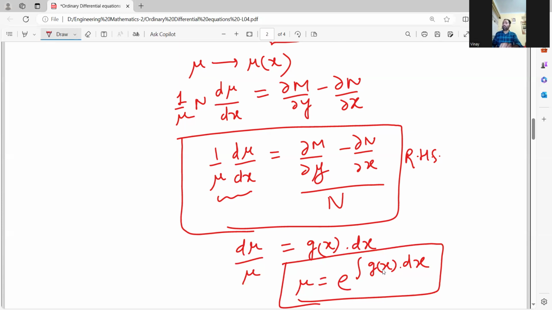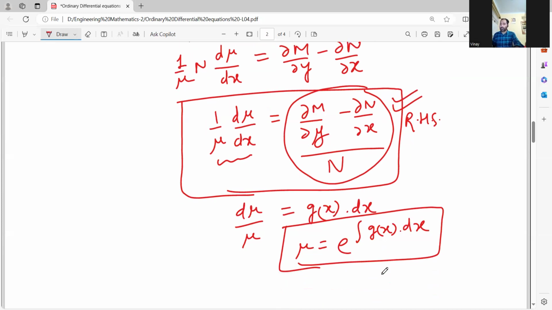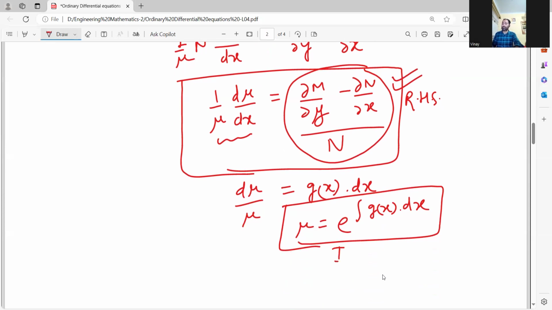Now, in every given non-exact equation, you can easily find this. M would be given, N would be given. You just have to find this value. You have to remember this, or you can just follow the steps and do it. Now, this becomes the integrating factor.